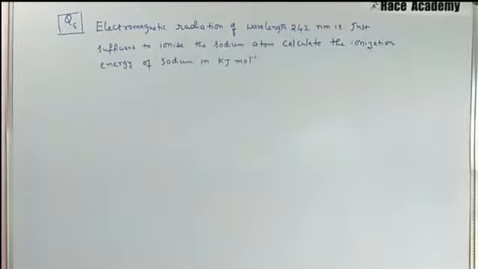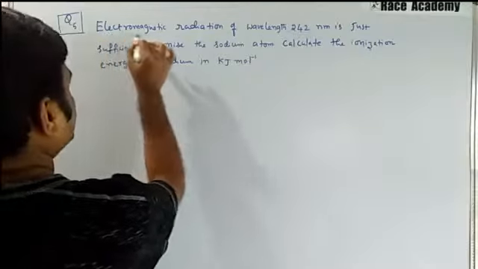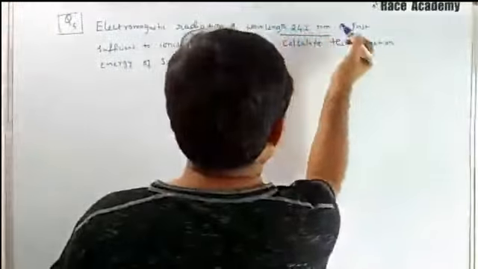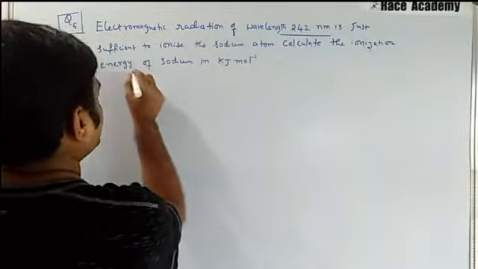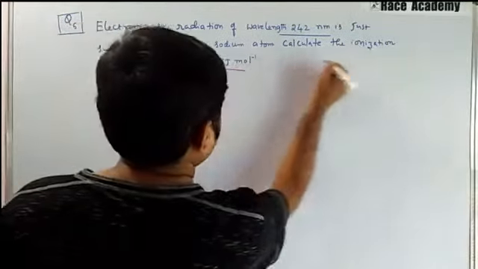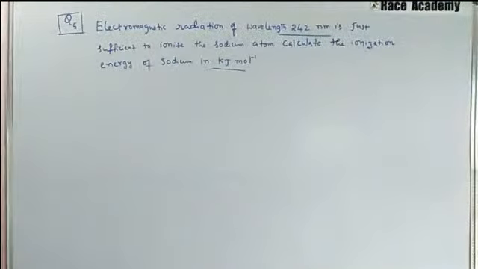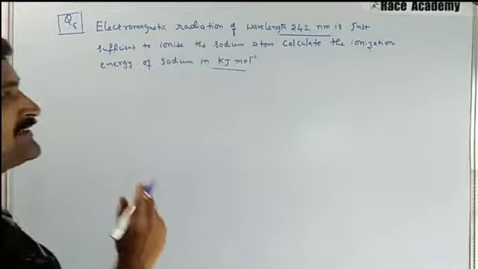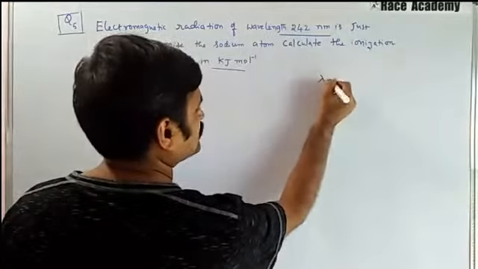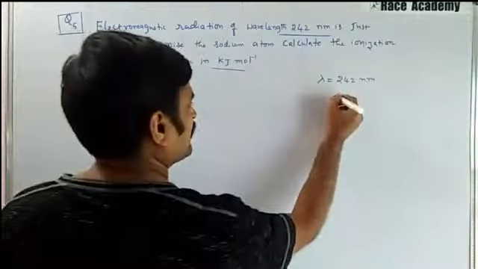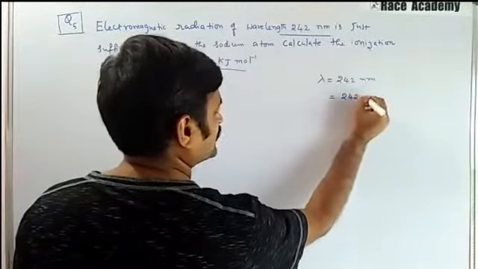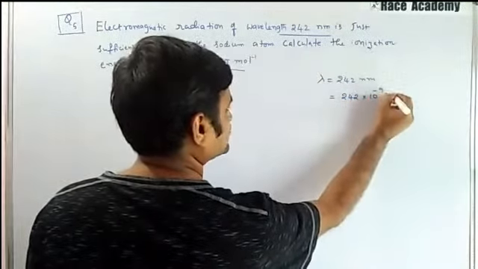See the next question. Electromagnetic radiation of wavelength 242 nanometers is just sufficient to ionize the sodium atom. Calculate the ionization energy of sodium in kilojoules per mole. Only one thing is given, that is the lambda value. Lambda is equal to 242 nanometers, which can be converted into meters: 242 into 10 power minus 9 meters.